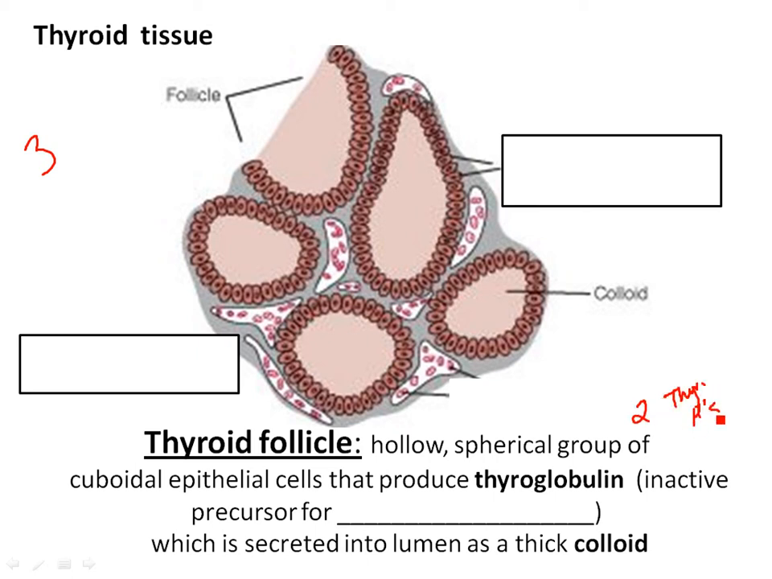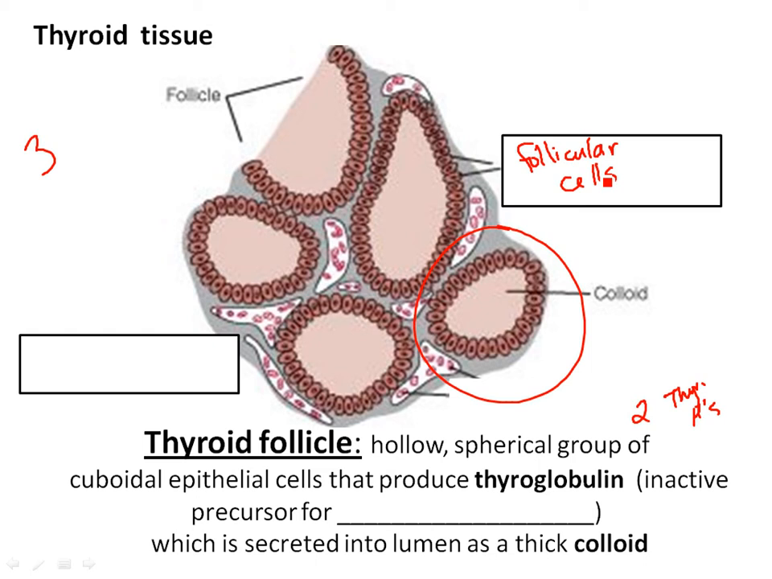Okay. Now, if we look at this, we see what looks like clusters of cells with a clear area in the center. So these clusters are called a follicle. A follicle is simply a group or cluster of cells that produce something. If you look closely, you're going to see that there's little small cells around the edges. And we're going to call these follicular cells. Of course, they get their name from being around the follicle. And again, the follicle is a ball of cells.